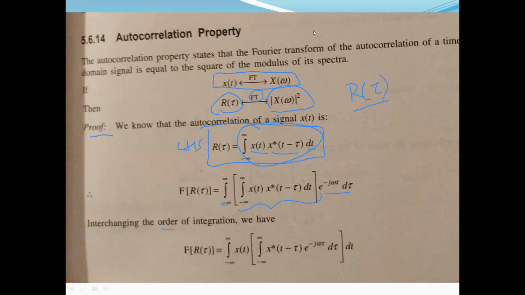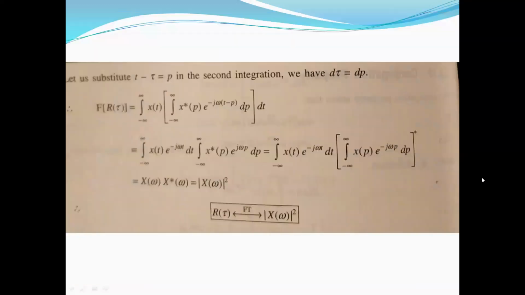Now we will interchange the order of integration. We keep x of t separate, and the remaining we keep in the bracket, which has the tau term, and the last one is dt. Now we put t minus tau as p. Then dt becomes, for the second integration, d tau equal to dp. Hence we can put it as this: outside remains x of t, and the remaining will become p terms.